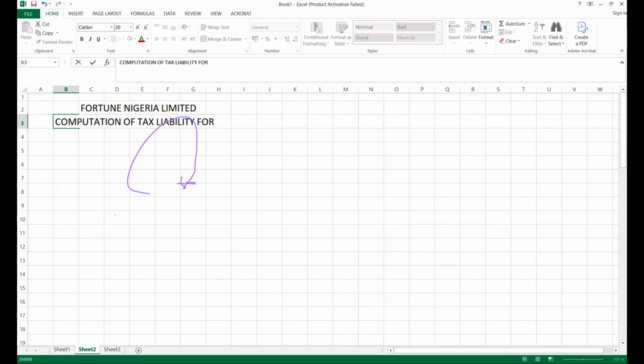for, so we now look at the year. What will be the year? We are given information for the year ended 31st December 2023. So our year of assessment will be 2024 year of assessment. So I have my Naira sign in 1,000. I also have another one in 1,000.